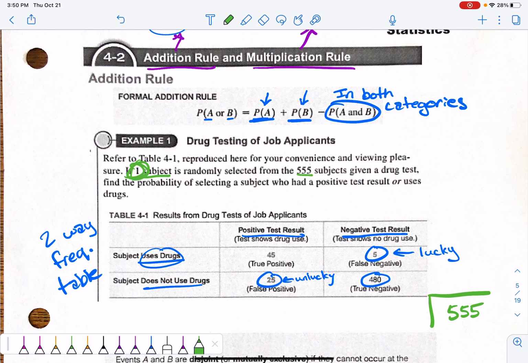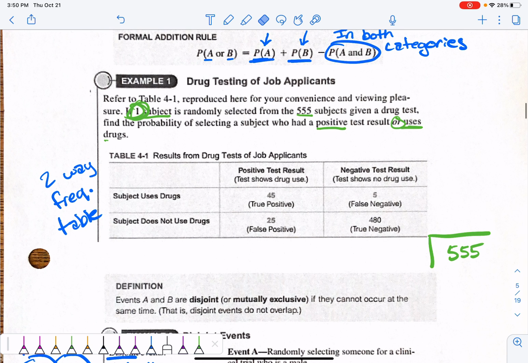Given a drug test, find the probability of selecting a subject who had a positive test result or uses drugs. Okay, positive or uses drugs. Okay, so I'm going to erase some of this stuff over here. And let's figure out our totals before we do this, okay?